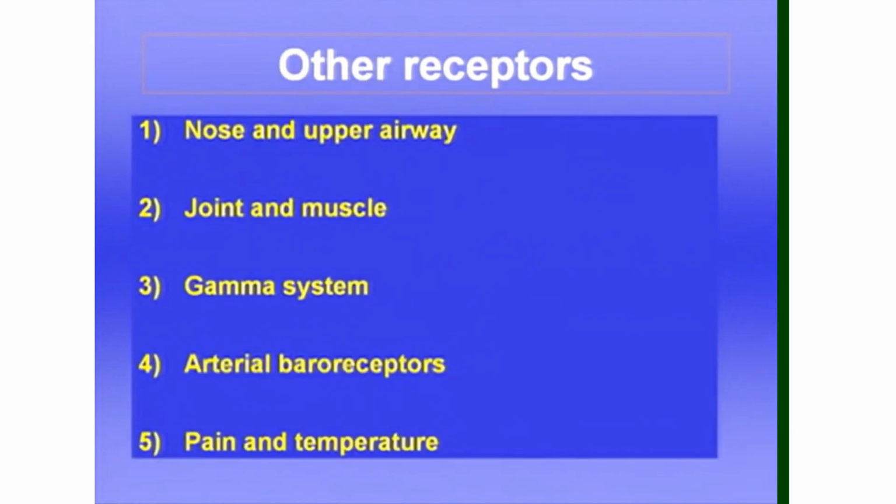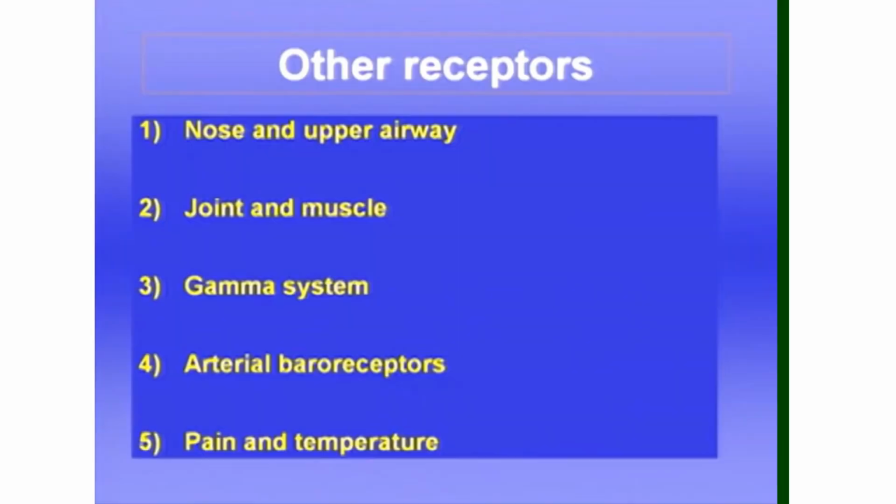But there are other receptors as well. There are receptors in the nose and the upper airway. Some of these are very like the irritant receptors. And for example, if you breathe very cold air, the upper airway may cause bronchoconstriction. If you breathe a noxious gas, a small amount of chlorine, for example, you may get constriction of the airways of the lung. There are also receptors from the joints and the muscles of the body, and these may be important in the increase in ventilation that occurs with exercise.